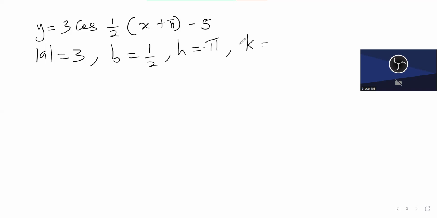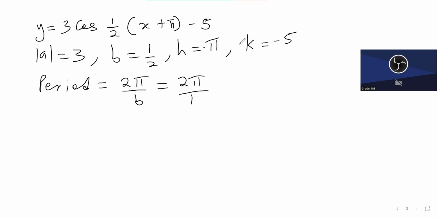Okay, and our k is equal to -5, implying that we will shift downwards 5 units. So let's go find the period. The period, therefore, is 2 pi divided by b, which is 2 pi divided by 1/2, which will end up giving you 4 pi.